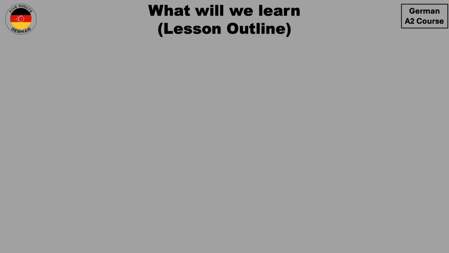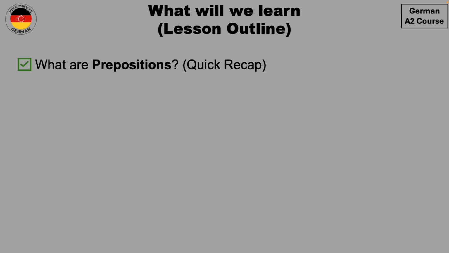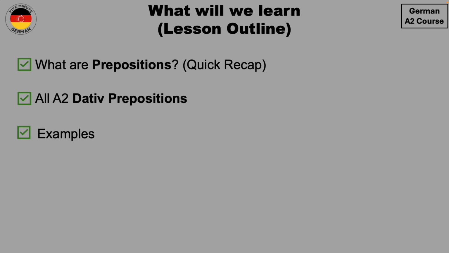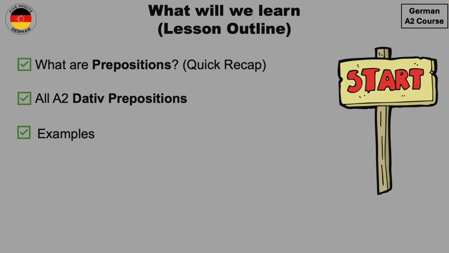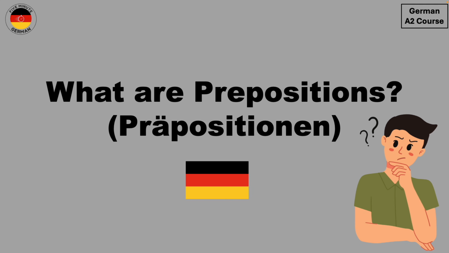So we will start by first of all doing a quick recap about what are prepositions and what are the different types of prepositions. After that, we will go through all the A2 dative prepositions one by one, and I will also give you examples along with these prepositions so that you understand how they are used. So let's start with a quick recap about what are prepositions, or Prepositionen as they are called in German.